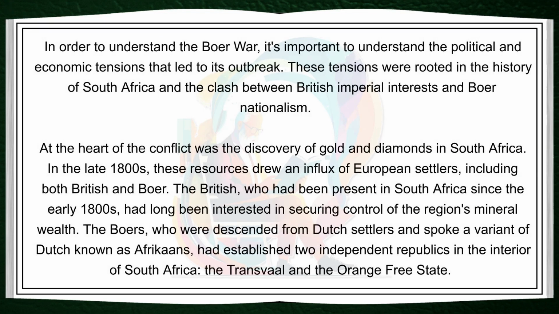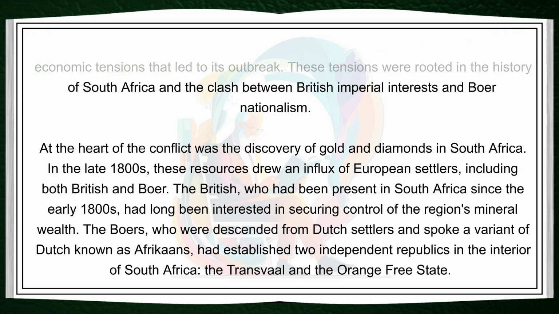In order to understand the Boer War, it's important to understand the political and economic tensions that led to its outbreak. These tensions were rooted in the history of South Africa and the clash between British imperial interests and Boer nationalism. At the heart of the conflict was the discovery of gold and diamonds in South Africa. In the late 1800s, these resources drew an influx of European settlers, including both British and Boer. The British, who had been present in South Africa since the early 1800s, had long been interested in securing control of the region's mineral wealth.